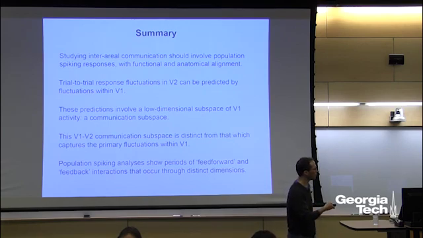And this communication subspace is not just V2 listening to the dominant fluctuations, because the subspace is distinct from the primary fluctuations within V1. And finally, doing this in sort of a dynamic way, we see that population spiking responses show epochs or periods of feed-forward and feedback interactions that seem to occur through distinct subspaces of activity.